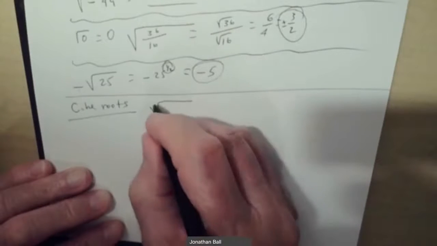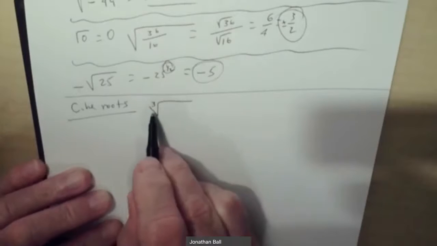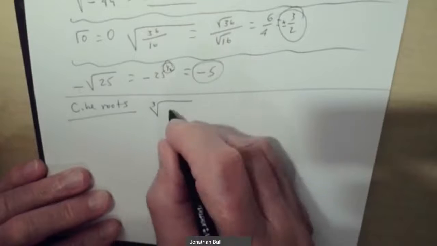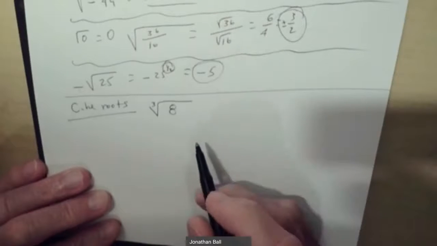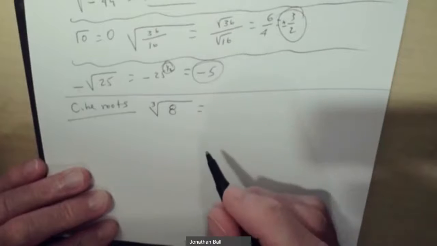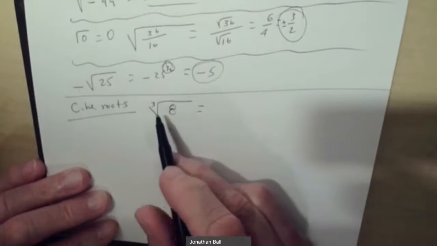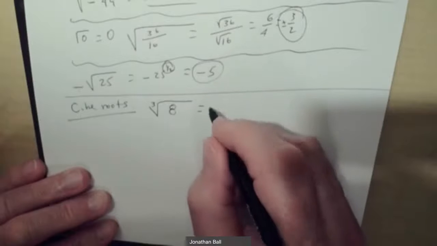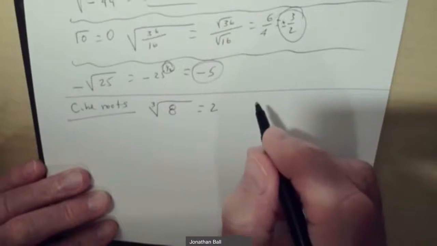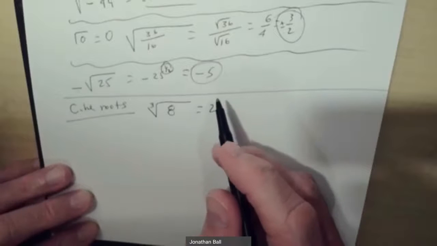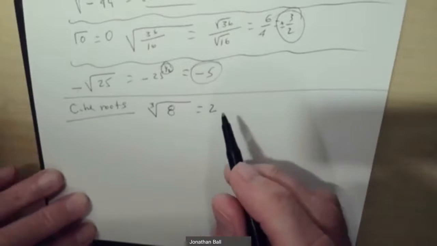And the way we write the cube root is the 3 here for the index and 8. Now the cube root means, again, what number times itself 3 times is 8. That's not plus or minus, it's only plus. That's 2.